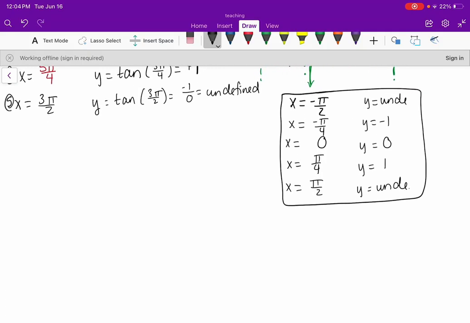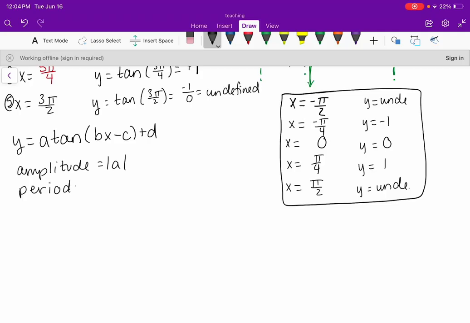So if you have transformations, remember that the original, you have transformations. Your A value is your amplitude, the absolute value of your A value. Your period, let's talk about period. I already wrote this, but it would be pi over b.